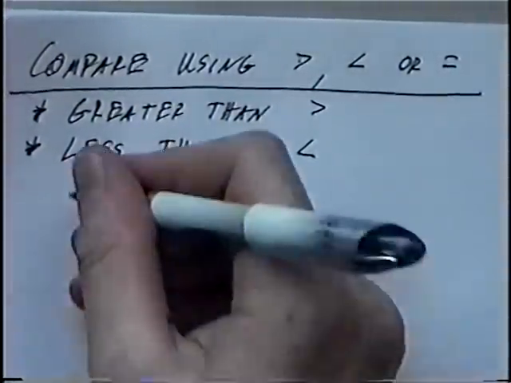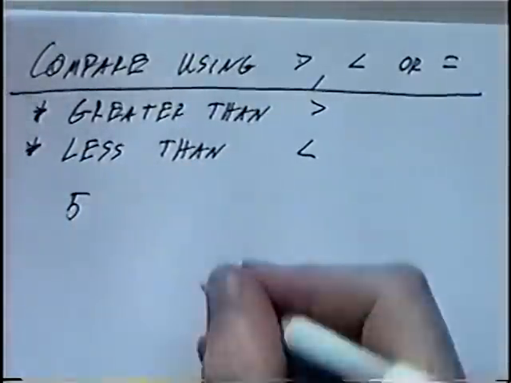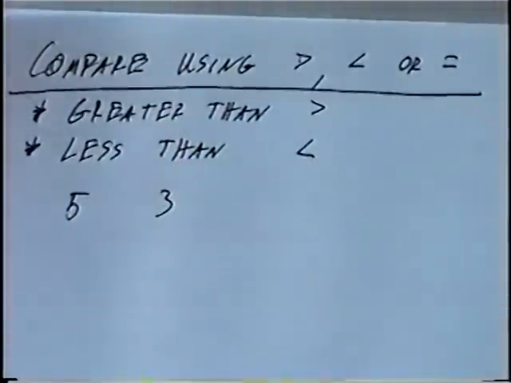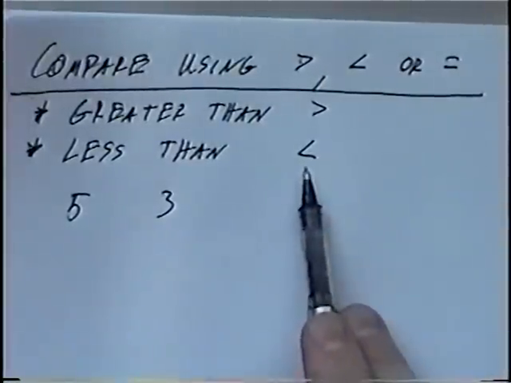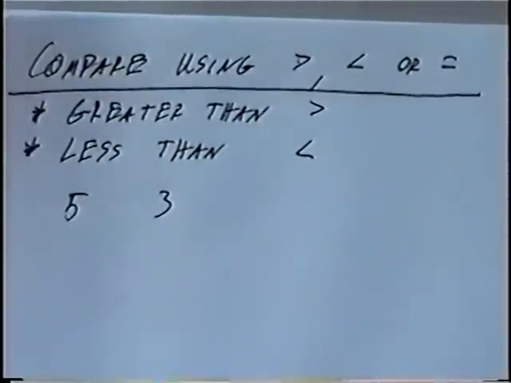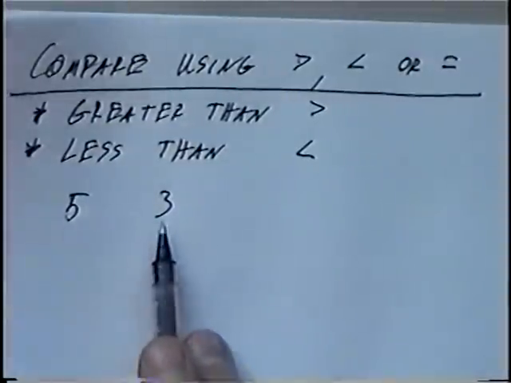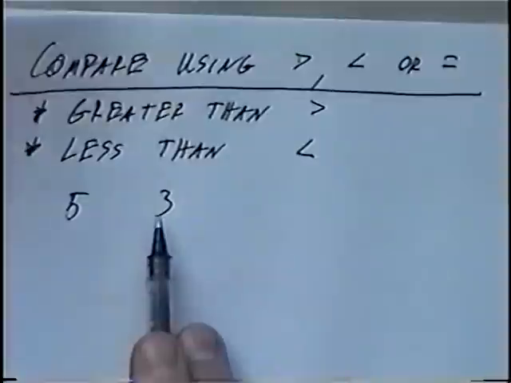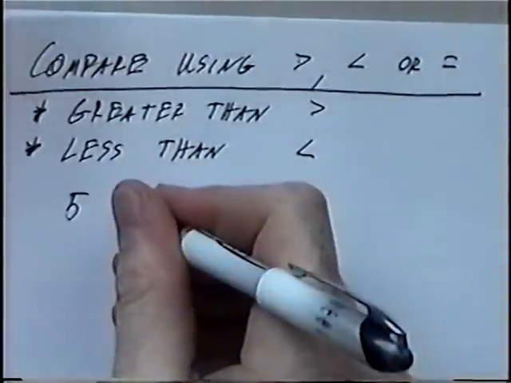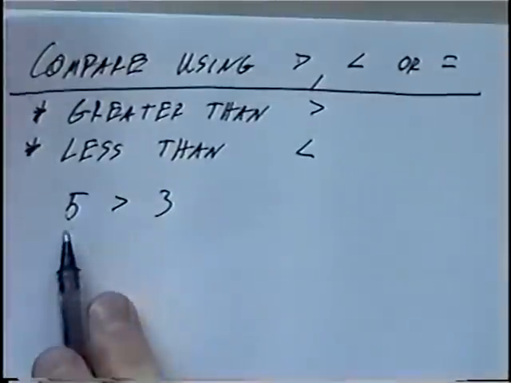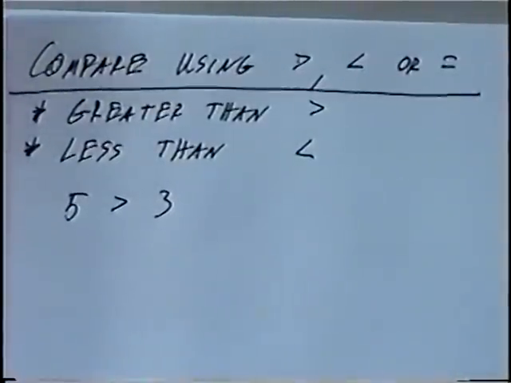First problem for the section, we have 5 and positive 3. In between these two numbers, we want to either put greater than, less than, or equal to. Since we have 5 and then 3, 5 is bigger than 3, or also 5 is greater than 3. So the greater than symbol would be 5 is greater than 3.